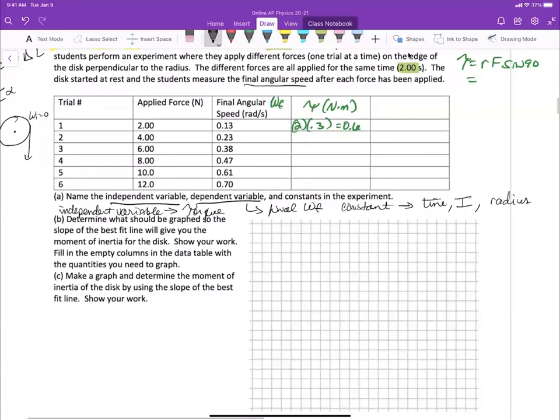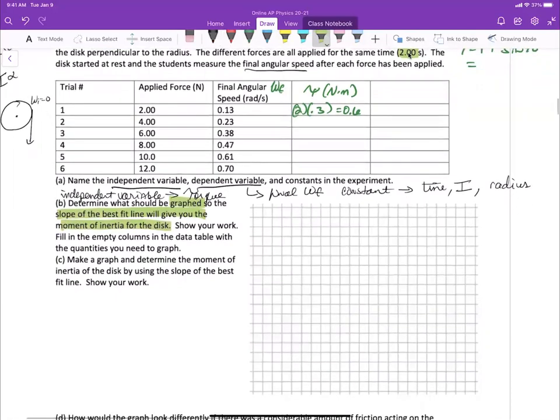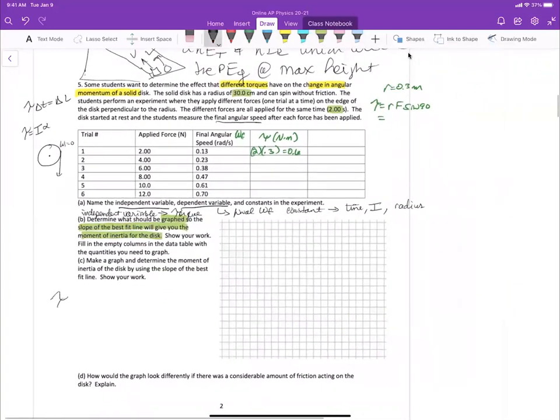All right. Determine what should be graphed so that the slope of the best fit line will give you the moment of inertia for the disk. There's more than one way to do this. I know torque times some time is equal to the change in angular momentum. And we also know that the torque is equal to I times alpha.